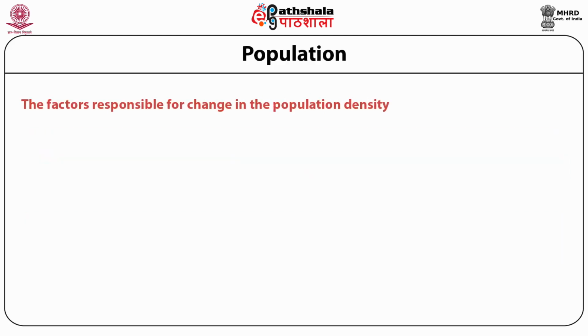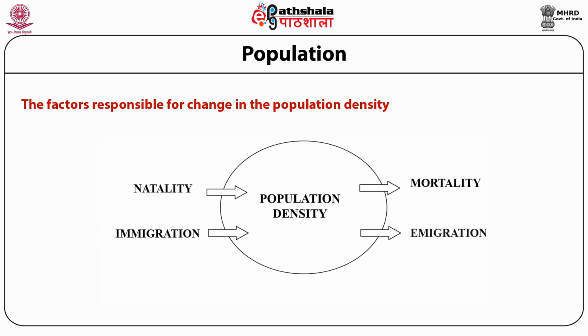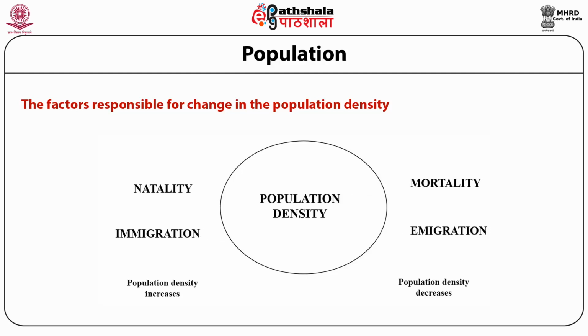The important factors responsible for change in the population density are shown in figure 1. In this figure, you can see there are number of factors, for example, natality, immigration, mortality, and emigration. So, natality and immigration are responsible for increasing the population density, whereas mortality and emigration, these two factors, are responsible for decreasing the population density.